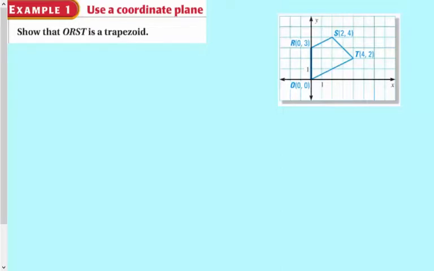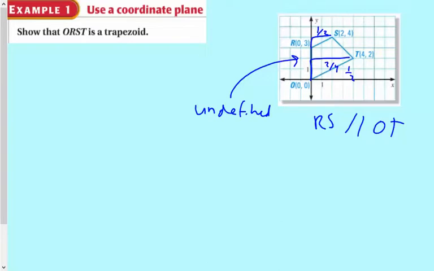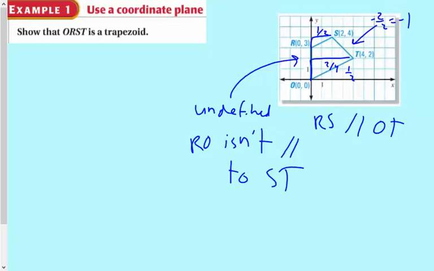But this says to show it is a trapezoid. So I want to check the slopes here. The slope of this segment is 1/2. The slope of this segment is 2/4, which is 1/2. So those two are parallel. So RS is parallel to OT. And then this slope here is undefined. What I need to do is show that these here are not the same, and it looks very obvious that they're not the same. -2/2, which is -1. So RO is not parallel to ST. So that shows that it is a trapezoid because there's one and only one set of parallel sides.